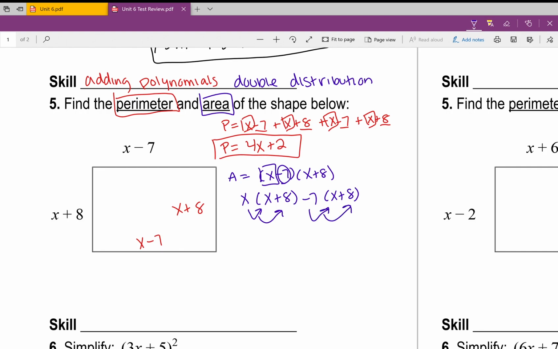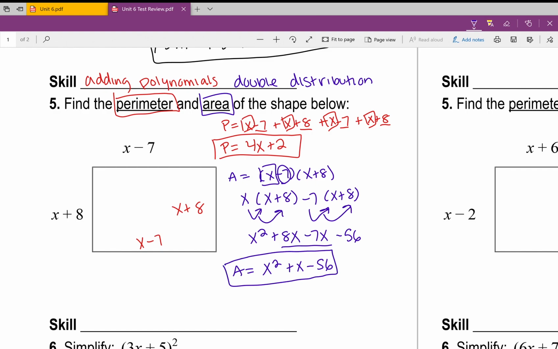So x times x is x squared. x times 8 is positive 8x. Negative 7 times x is negative 7x. Negative 7 times 8 is negative 56. We add the middle terms, so we get x squared plus x minus 56 is equal to the area. And that's our answer. So we found area and perimeter.